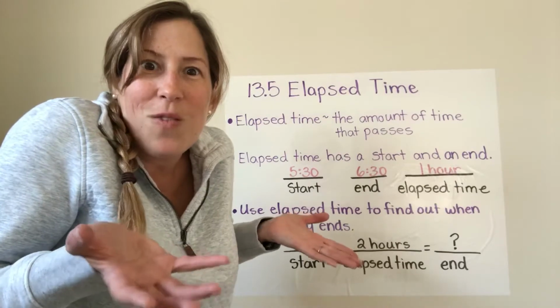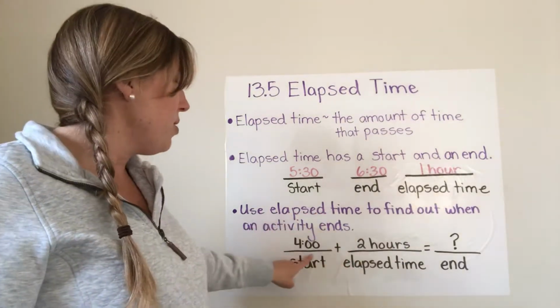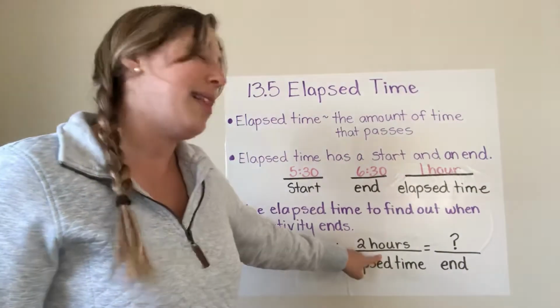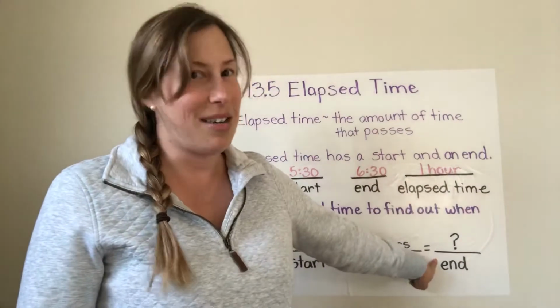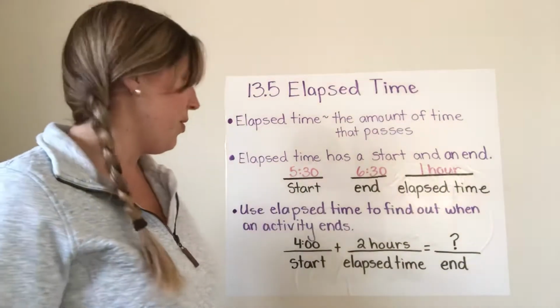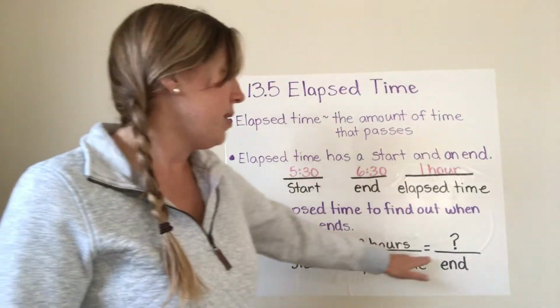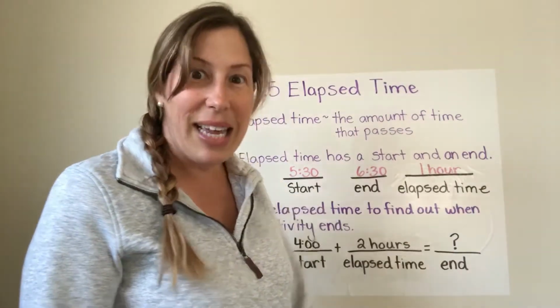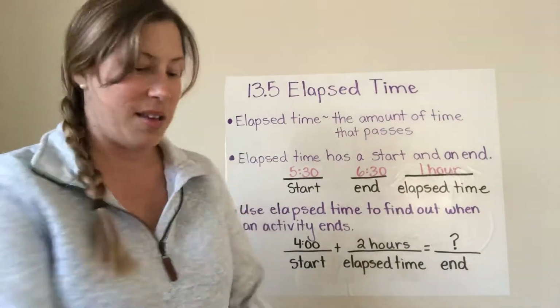I don't know. We've got to figure it out. But we do have the information we need. If we know a start time and we know the elapsed time, we can use that to find an end time. This is very helpful. So 4 plus 2 hours would give us 6. 4 plus 2 is 6. Let's show this on our big clock that we have.